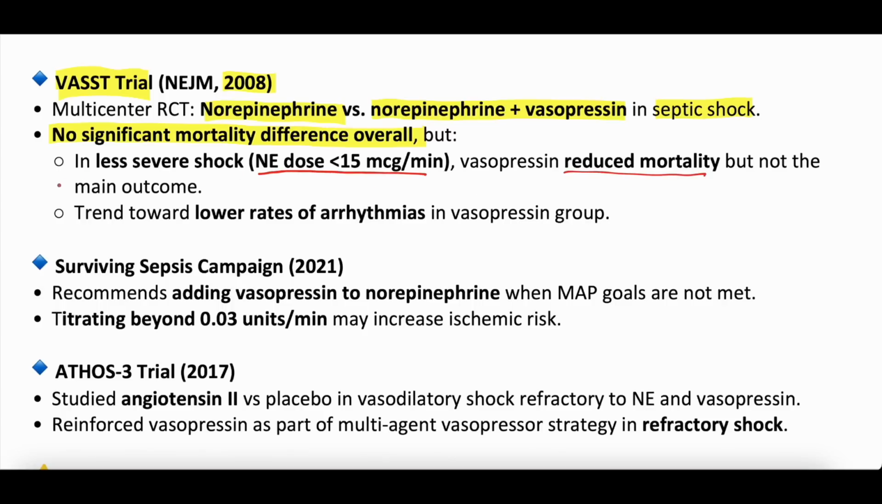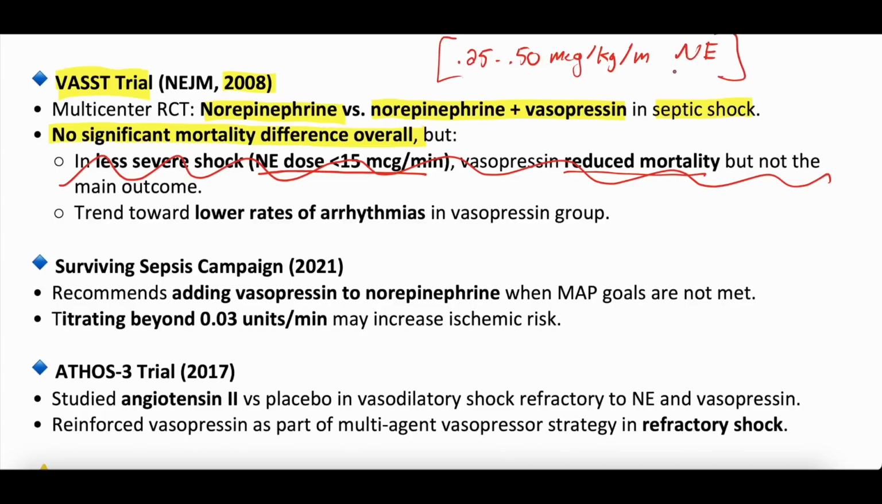Now, this is a loaded statement. We're actually going to cross it out, but it's worth knowing. It was not powered for this, but this is what we were implying. Maybe starting vasopressin earlier, rather than waiting until you get to that 0.25 to 0.50 micrograms per kilogram per minute of norepinephrine, would be better, but we don't know that. In the vasopressin group, there were lower rates of arrhythmias. It did decrease norepinephrine doses being used.